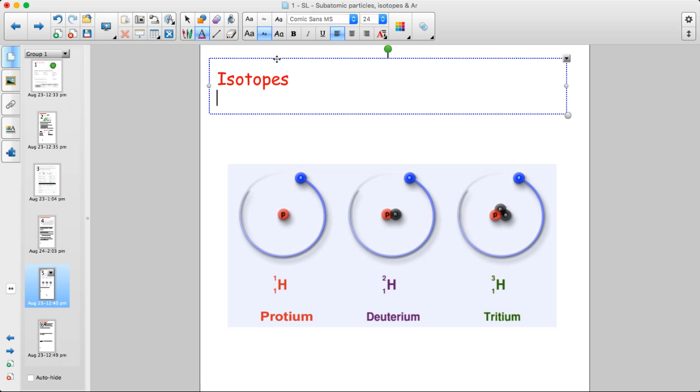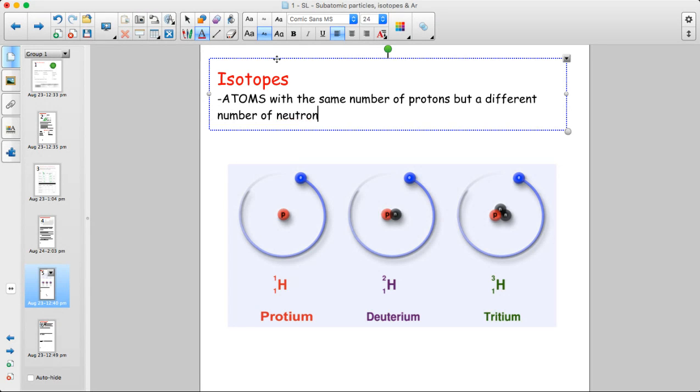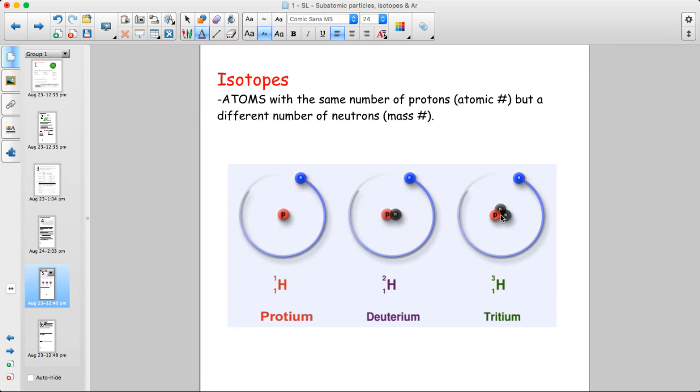So there are different versions of the elements, and the way to define an isotope is that they are atoms. You have to point out that they are atoms, so they don't have a charge, usually when we're referring to isotopes. So atoms with the same number of protons, but a different number of neutrons. Okay? You could also use, instead of number of protons, you could say atomic number, and you could say mass number.